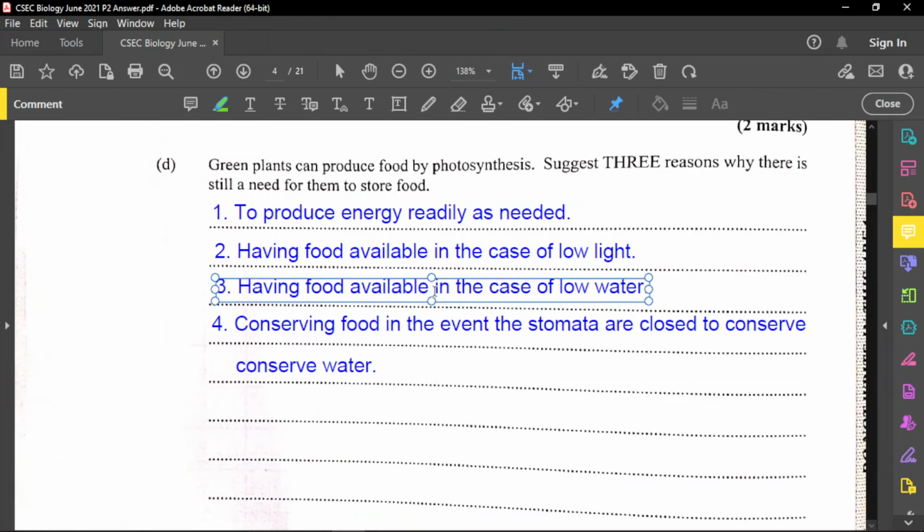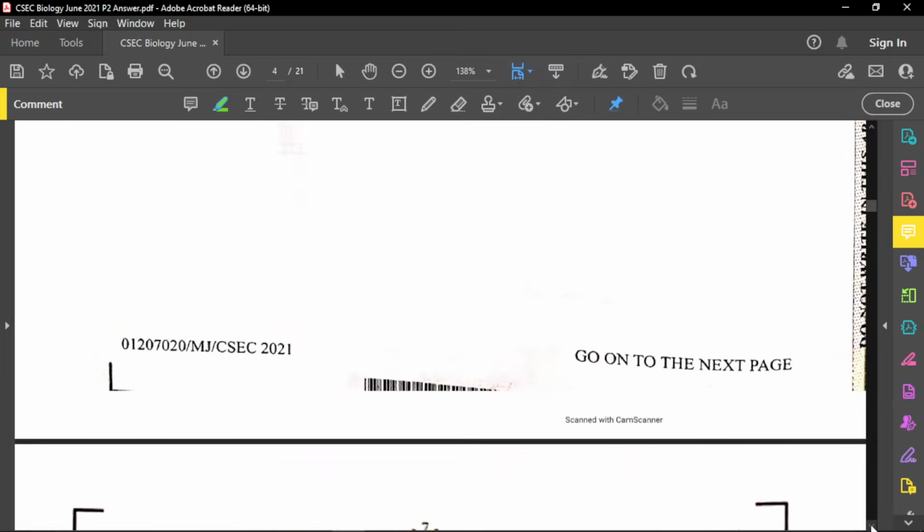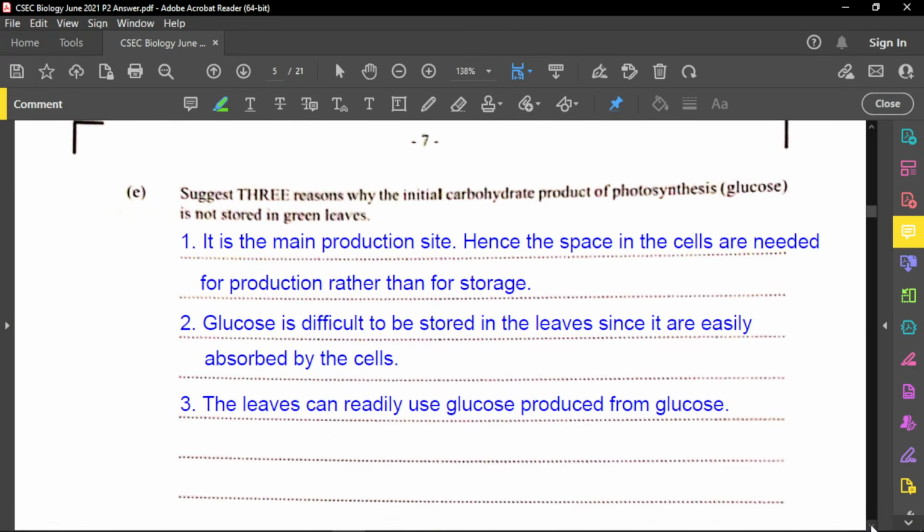All right, and so let's now get into the next part of the question, and we are on part E. And here it suggests 3 reasons why the initial carbohydrate product of photosynthesis, which is glucose, is not stored in green leaf. So this is kind of a blur. I hope you can see it well. All right, so I'm going to read it one more time.